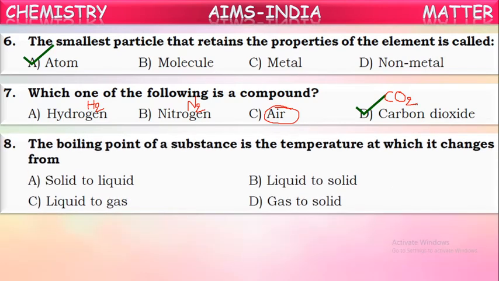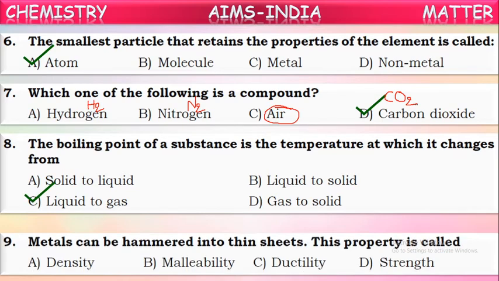Next, the boiling point of a substance is the temperature at which it changes from... What is the boiling point? What is boiling first? Boiling means the conversion of a liquid substance into gaseous state. Boiling point means the temperature at which this is happening. That means the temperature at which a liquid converts into gaseous state rapidly is called its boiling point. So it changes from liquid to gas.